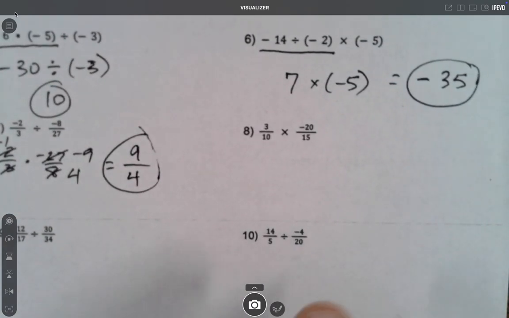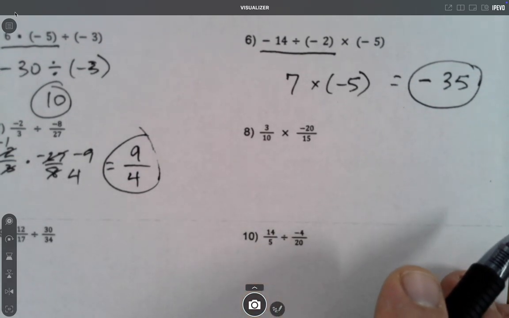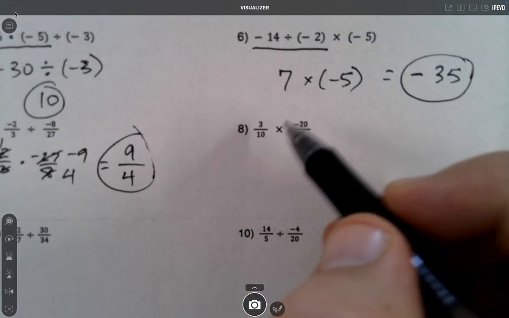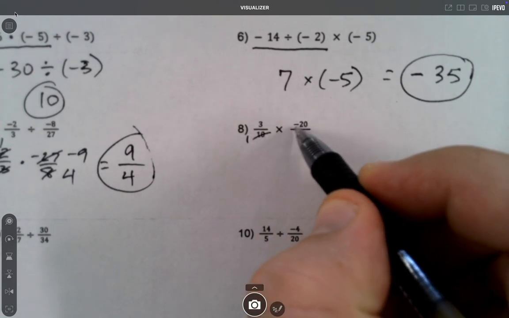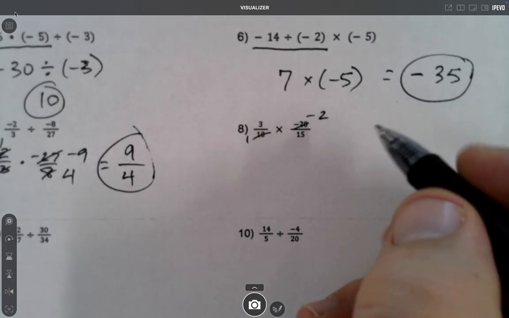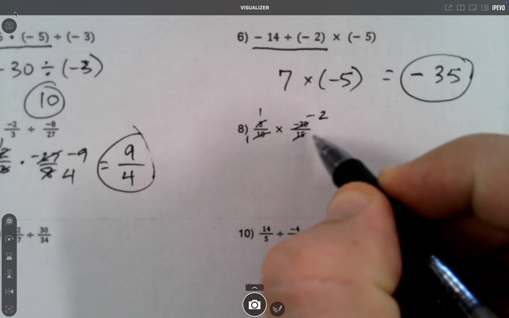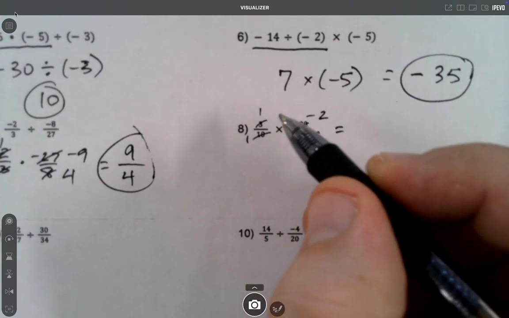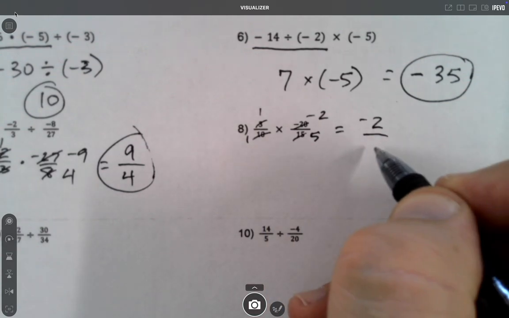Okay, on this one, we're already in the multiplication mode, so we don't have to do any flipping, but we can go ahead and reduce because 10 and 20 are both divisible by 10. Divide that by 10. Divide that by 10. 3 and 15 are both divisible by 3, so divide that by 3. Divide that by 3. So we get 1 times negative 2, which is negative 2, and 1 times 5, which is 5.